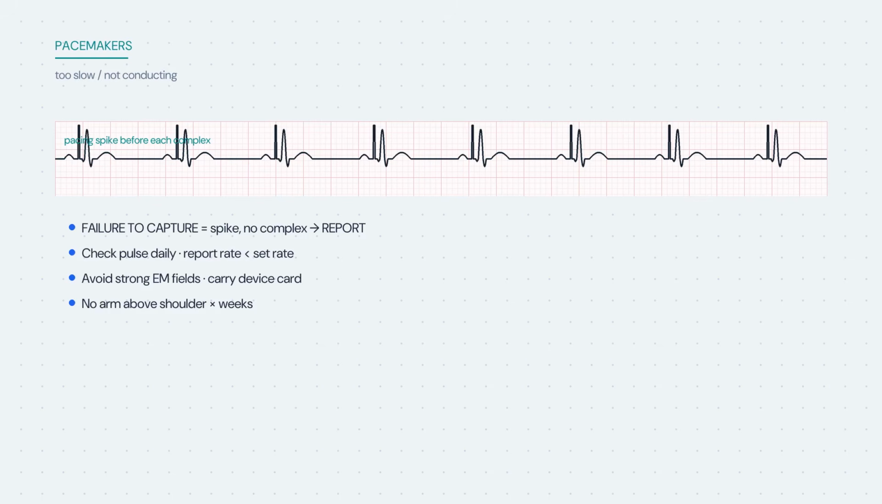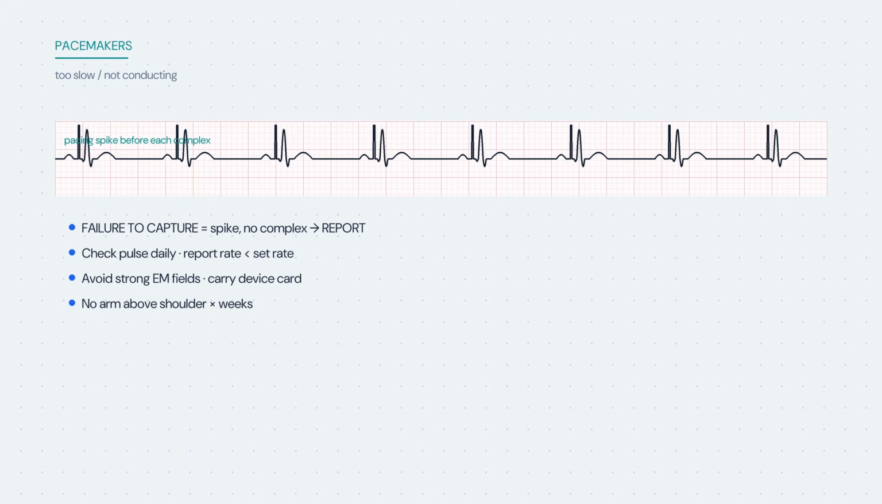A pacemaker treats a heart that is too slow or is not conducting. Symptomatic bradycardia, or a complete heart block. It delivers a small impulse to make the heart beat. On the monitor you see a pacing spike immediately before the complex it generated. Failure to capture is when there is a spike but no complex follows. The impulse fired and the muscle did not respond. And that must be reported.